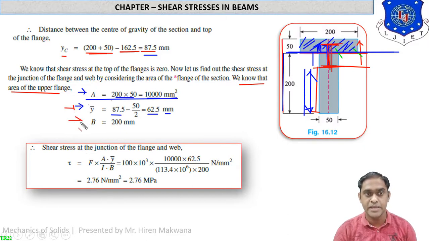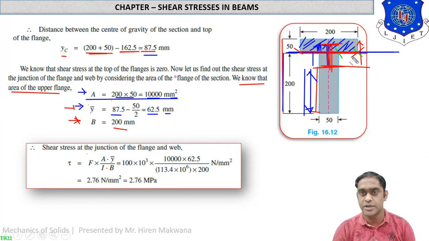Now what is B? B is equal to 200 mm. How will B be 200? It is the width actually. You can see the width of the top rectangle is 200, so here it is taken as 200. We have taken 200 from this corner to this corner. You can just repeat the figure, this corner to this corner. So we will find the shear stress at the corners only.